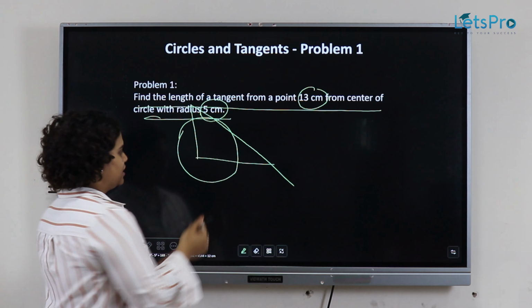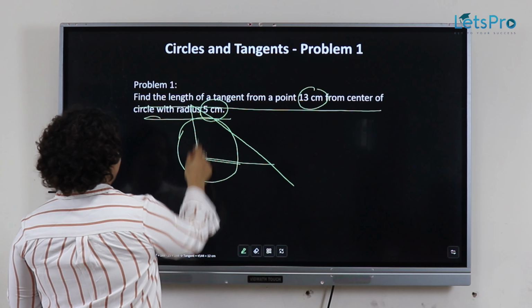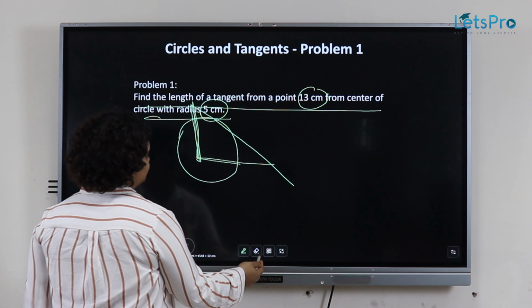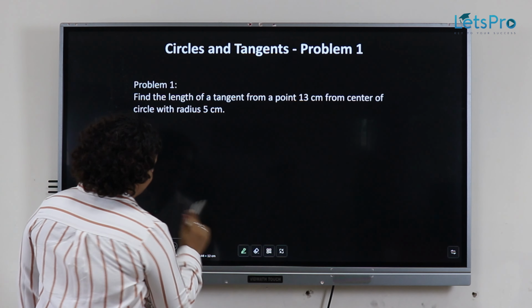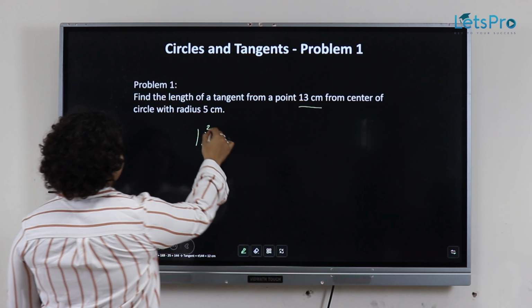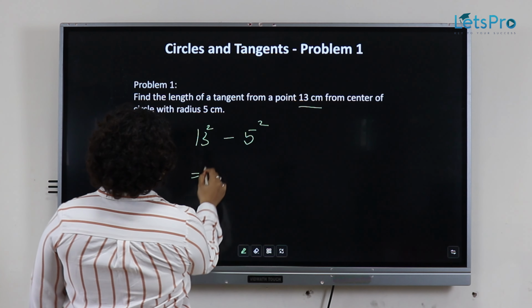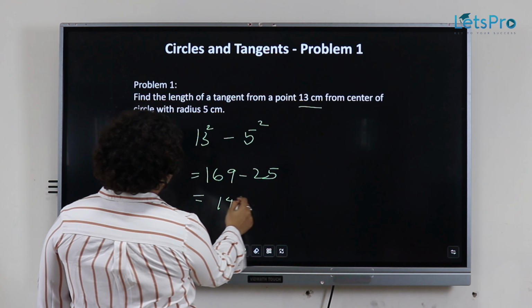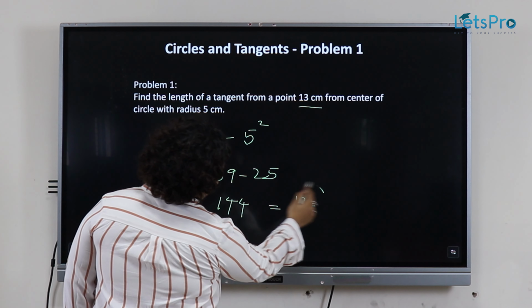This radius is given to me. I have to just find this side. How will you do that? As simple as a right angle triangle. So the longest side is 13, so we will say 13 square minus 5 square, which is 169 minus 25, which will be equal to 144. Square root of 144 is 12.